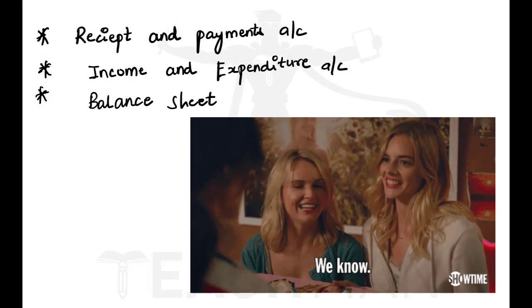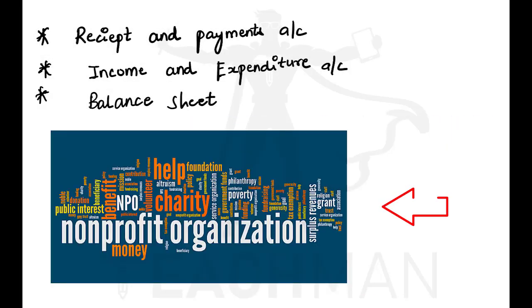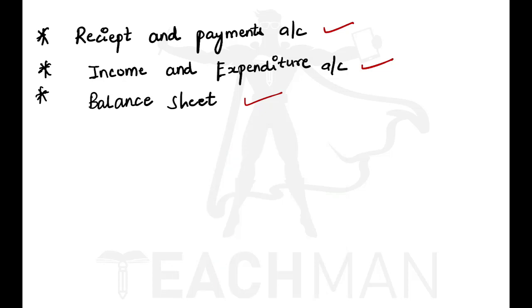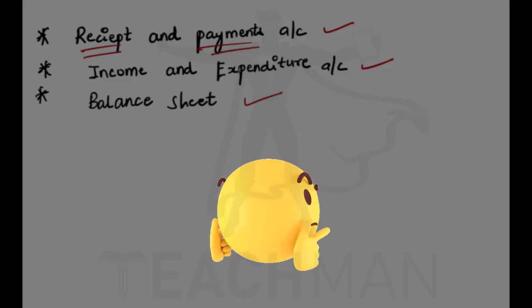As we know, in a not-for-profit organization, we maintain a receipts and payment account, an income and expenditure account, and a balance sheet. So now let us see these individually. First, let us see the receipts and payment account. What is a receipts and payment account?